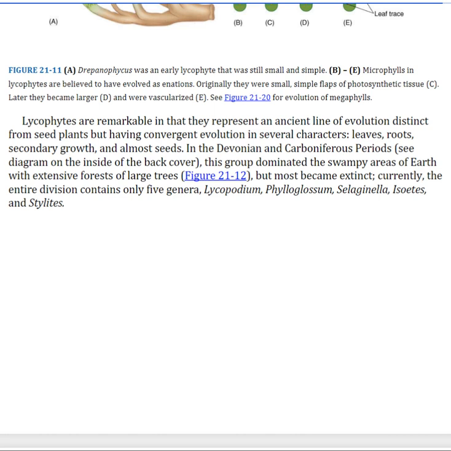Pollen tubes were unnecessary. Figure 21-11: Drepanophycus was an early lycophyte that was still small and simple. Microphylls in lycophytes are believed to have evolved as enations. Originally they were small, simple flaps of photosynthetic tissue. Later they became larger and were vascularized. See Figure 21-20 for evolution of megaphylls.